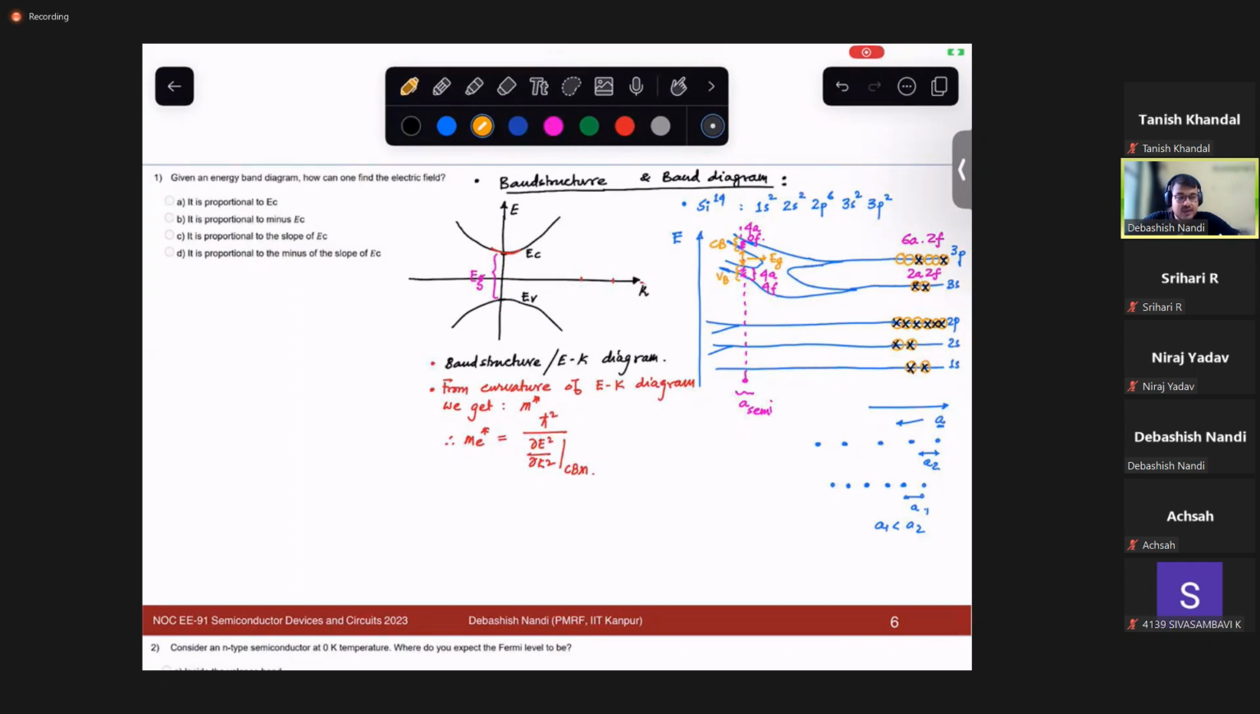So do we call this a band diagram? This is not a band diagram.